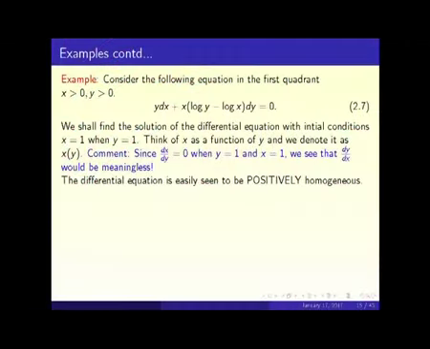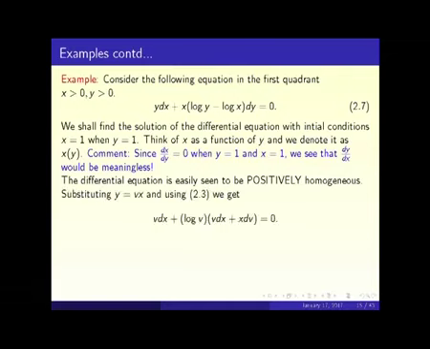So think of x as a function of y, and we will write x of y. X is a function of y, and y is the independent variable. The differential equation is easily seen to be positively homogeneous, and you can use the substitution y equal to vx, and we will get the equation v dx plus log v into v dx plus x dv equal to 0. The usual routine you go through.